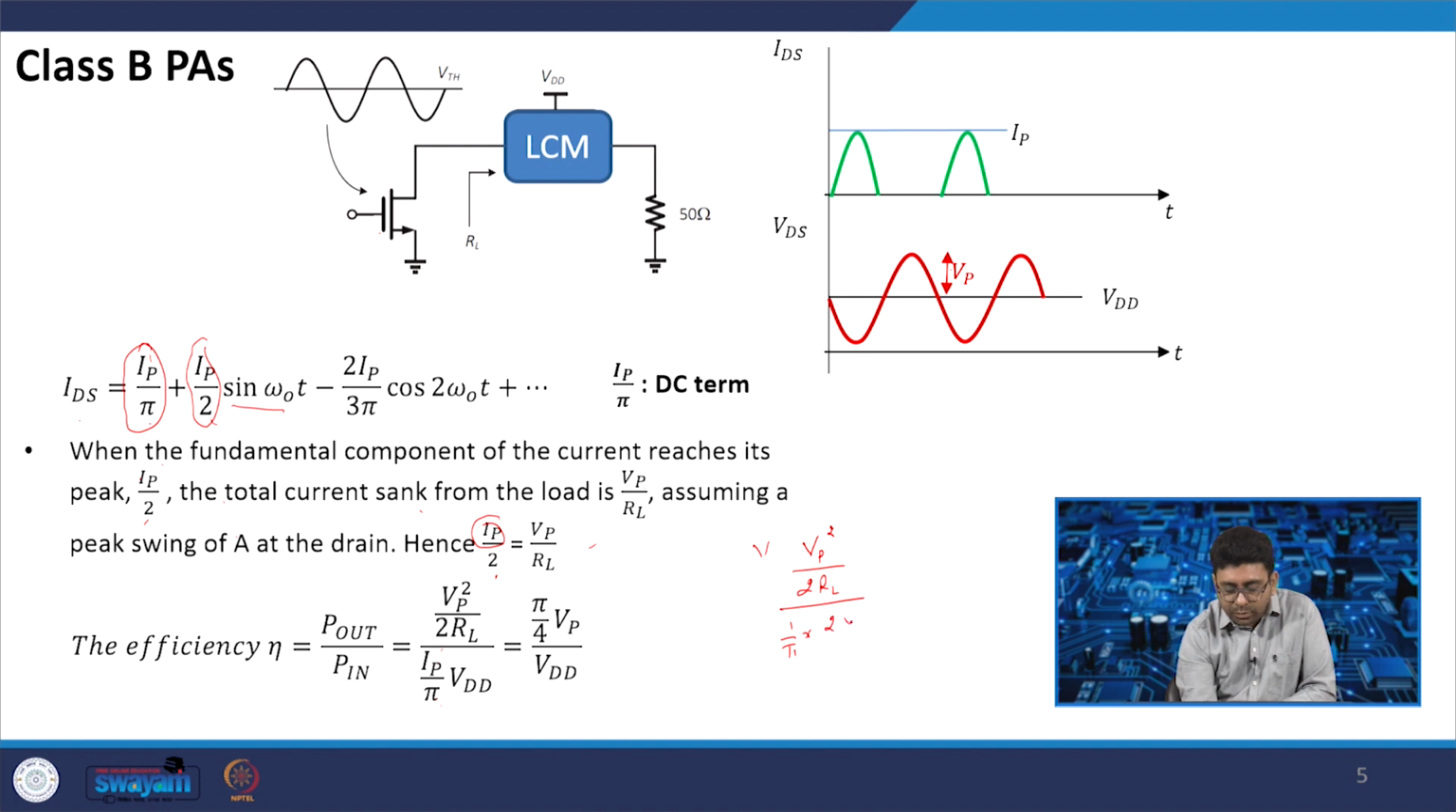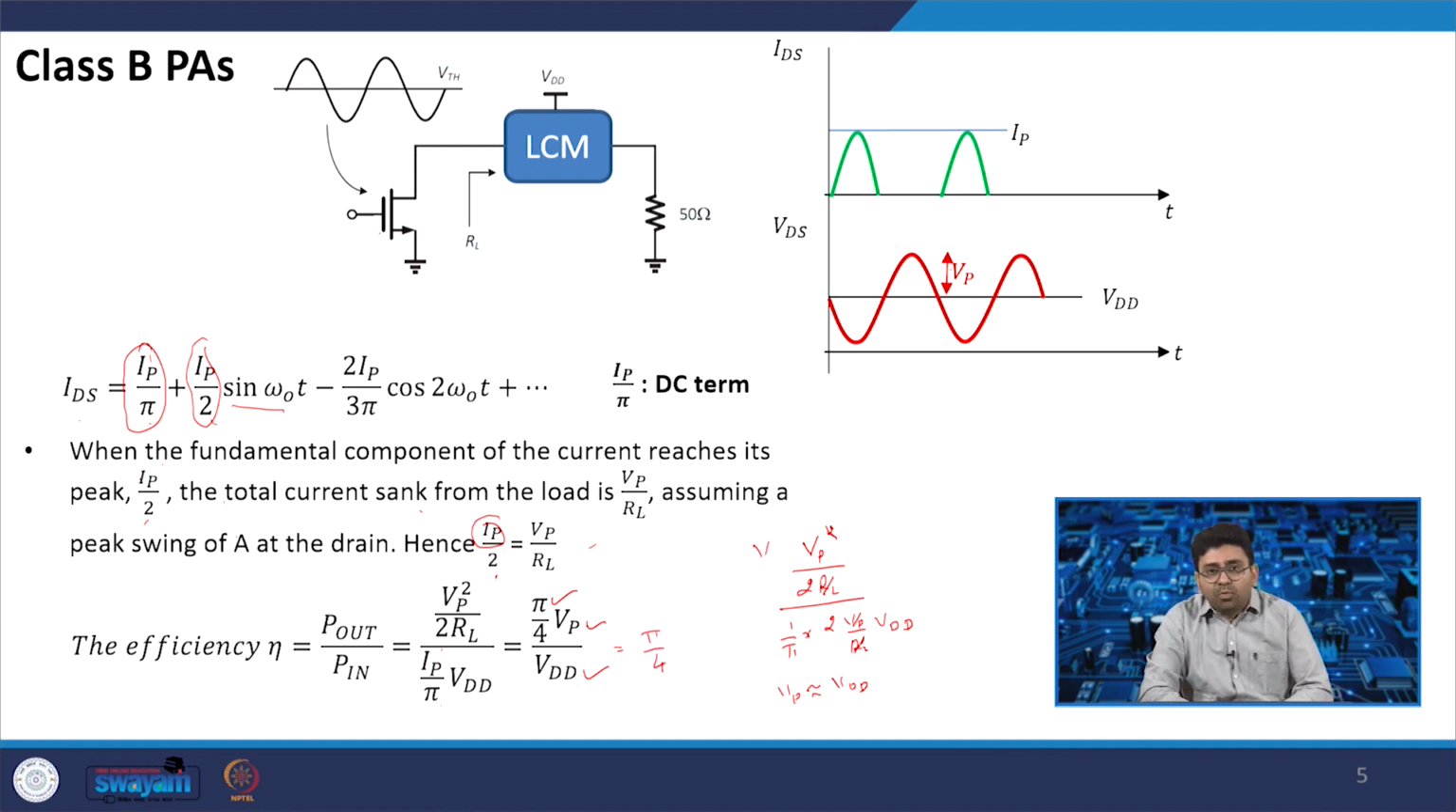So, 1 by pi into 2 Vp by RL into Vdd. One of the Vp will be cancelled out, then RL will be cancelled out. We will have pi by 4, this pi will go up, pi by 4 into Vp by Vdd. And if our peak voltage Vp reaches Vdd, then we will have an efficiency which is pi by 4.